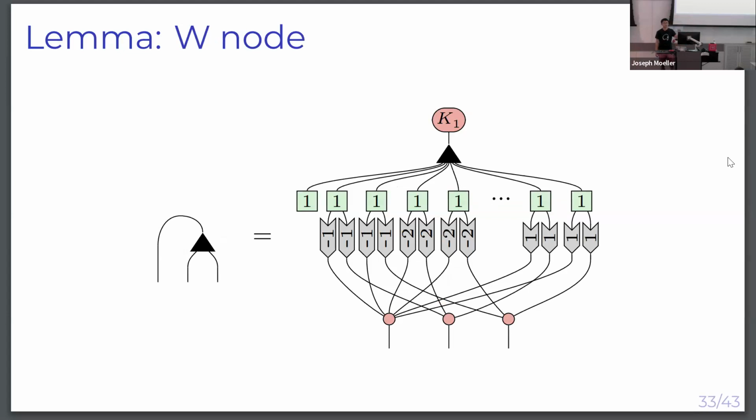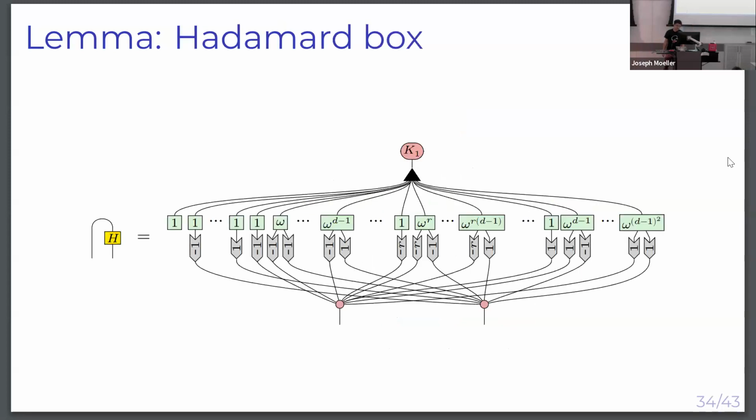And then for the W node, once again, we apply map-state duality. And with enough work, you can also turn this thing into this thing, which ironically has another W in it, but that's okay. This is important in the proof. So you can do that also for the W spider. And yeah, you can also do it for the Hadamard.